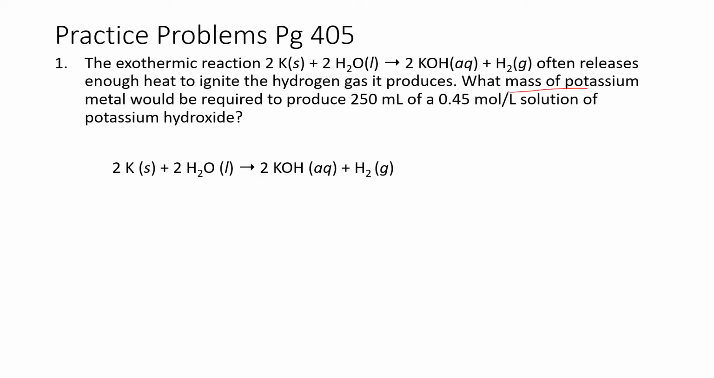So we're looking for mass of potassium metal. So that's going to be our solid potassium. And we are producing 250 milliliters of a 0.45 molar solution of potassium hydroxide. So those are our two chemicals we're looking at.